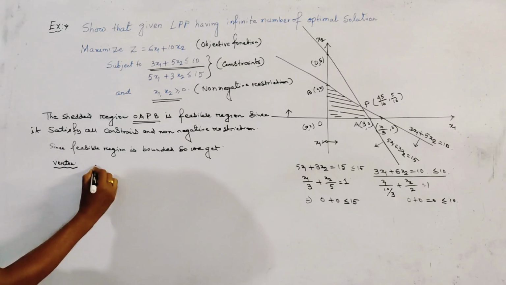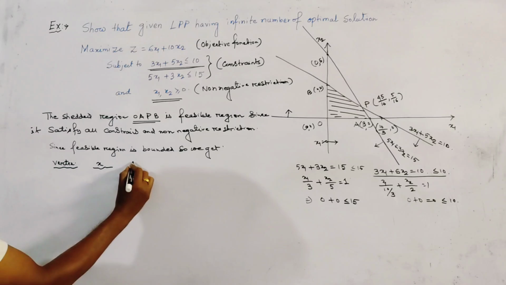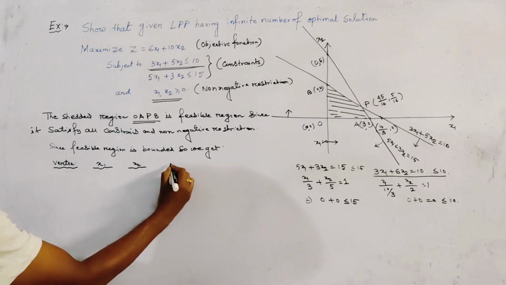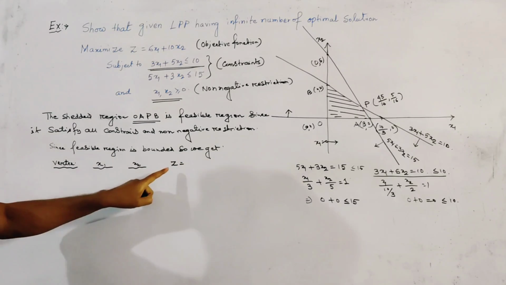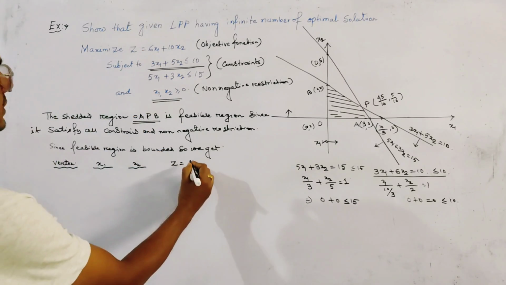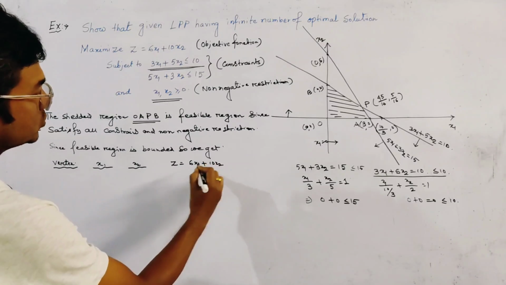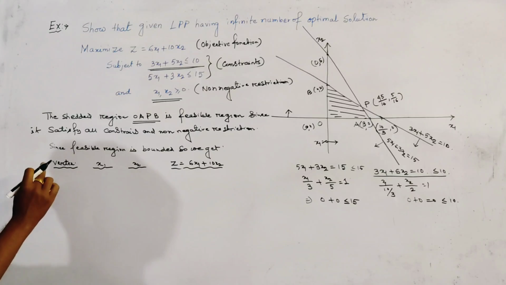Okay, in the second column we write x. In the third column we write x1 and x2, and in the fourth column we write z. What is z? z is the value of the objective function. This is 6x1 plus 10x2, and now we put the vertices in one by one.